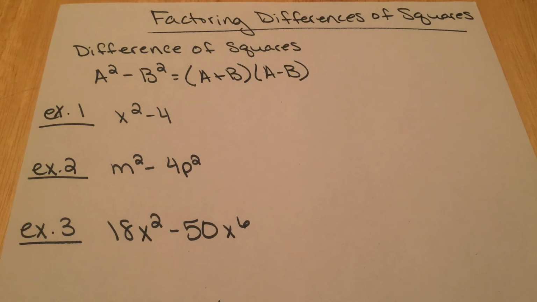You're going to be super happy. This is our last type of factoring. I know this was a really long video, but we're done after factoring difference of squares. So we first have to know what difference of squares means.